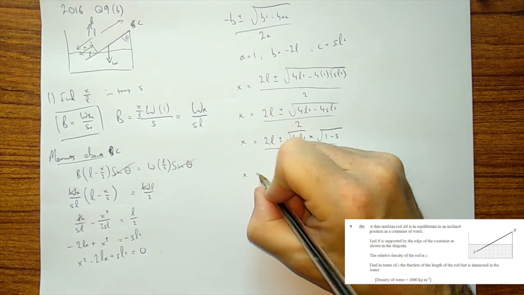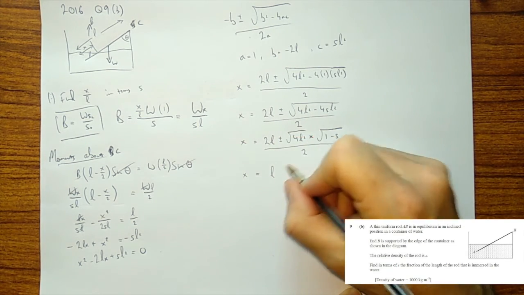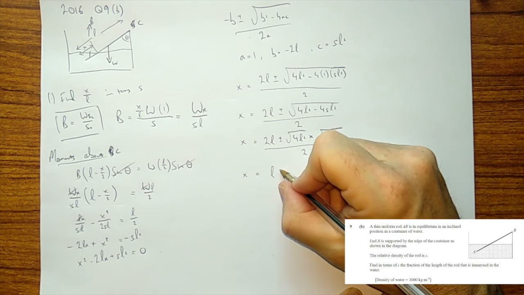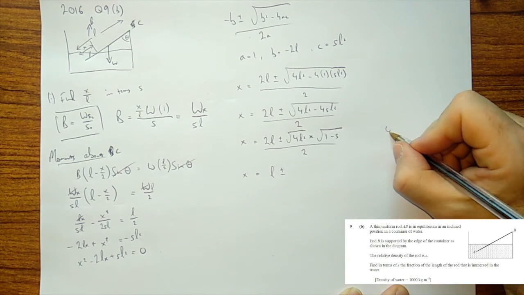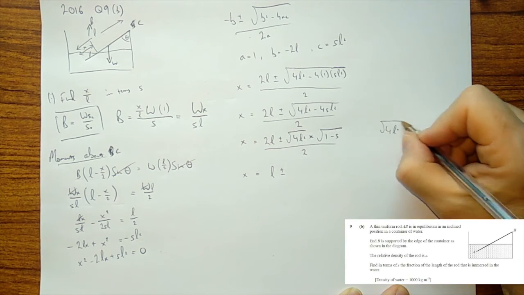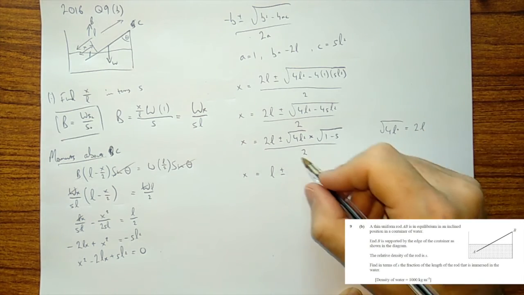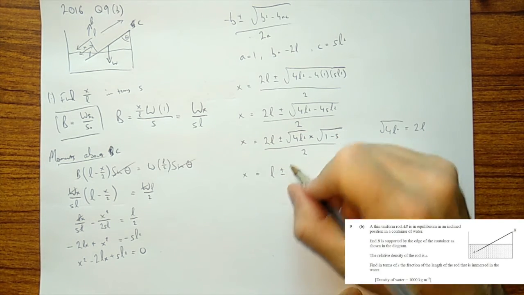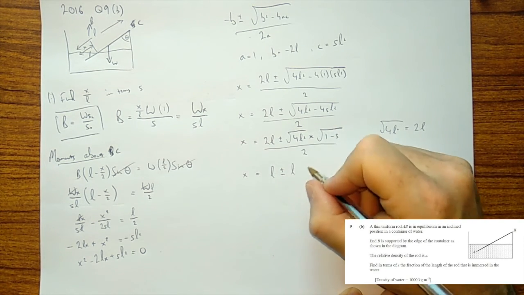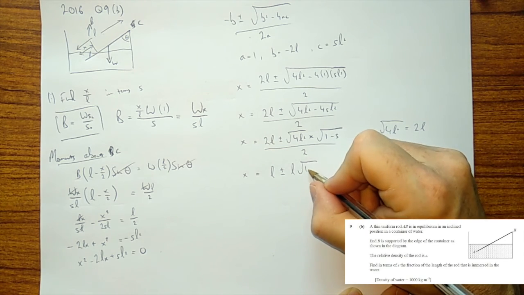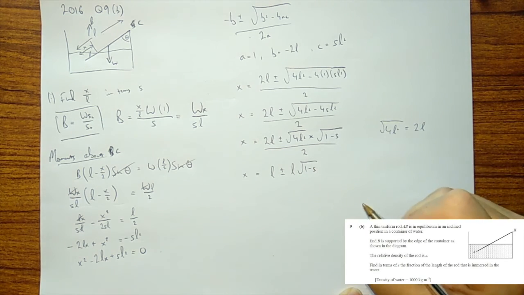A few more lines to go on this one. So that is equal to L. Cancel out the 2's now. Plus or minus. So root of 4L squared is, of course, 2L. So that is going to be L root 1 minus S.